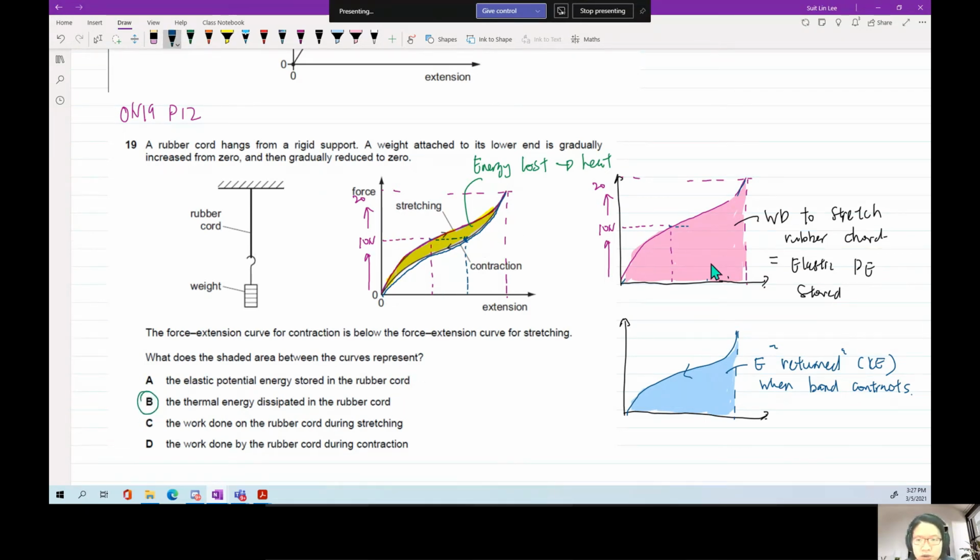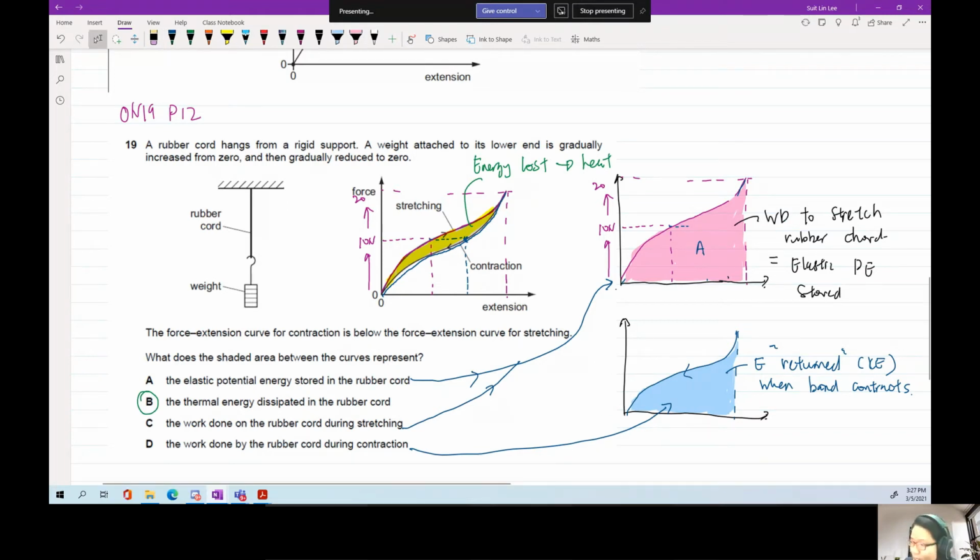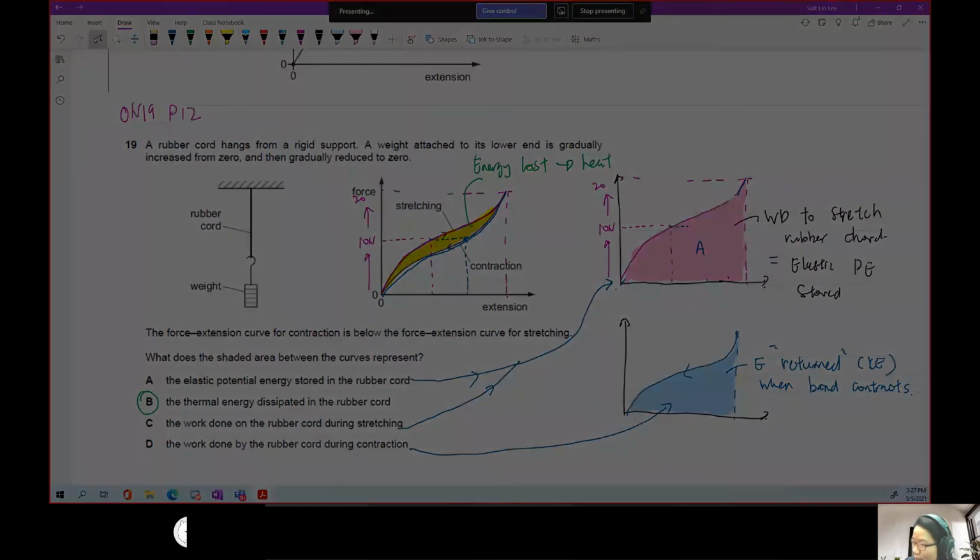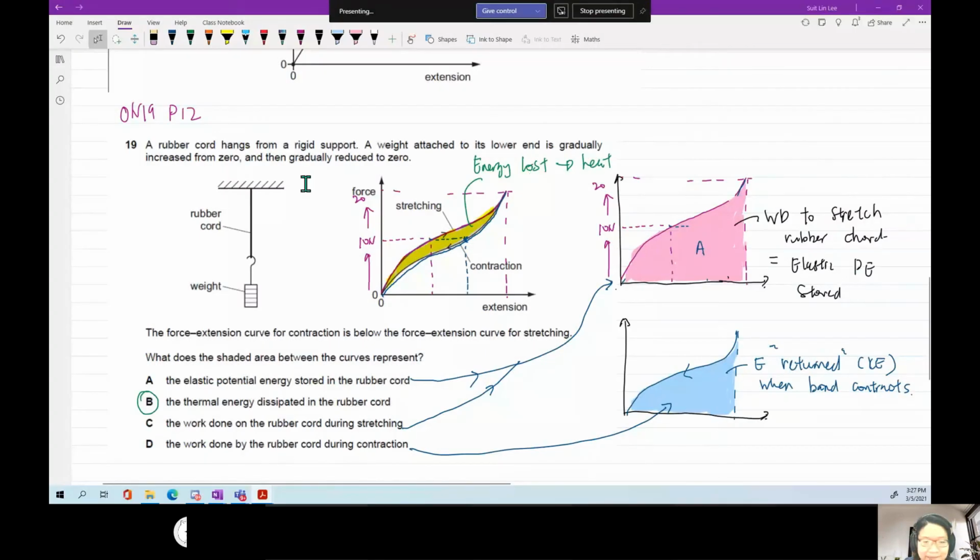Potential energy stored in the rubber cord is A. This is A. Potential energy stored in the rubber cord is this one. Work done by the rubber cord during contraction is this one. Work done on the rubber cord during contraction is also this one. Okay, so they could very well just shade a different area and ask you what it means. That's why I just did this graph law. Okay, so my suggestion when preparing for paper 1 is just to do as many past year sets as you can while learning from it.